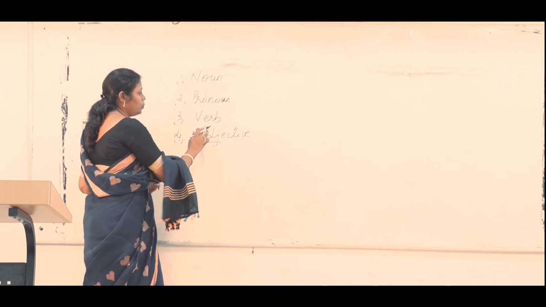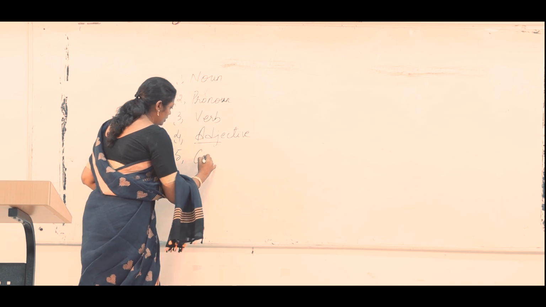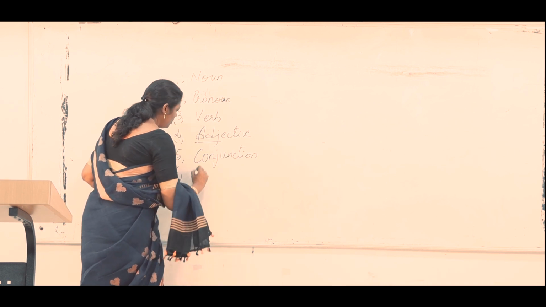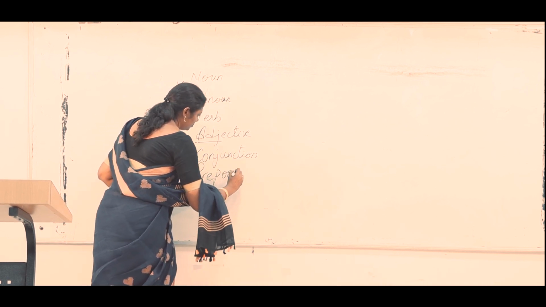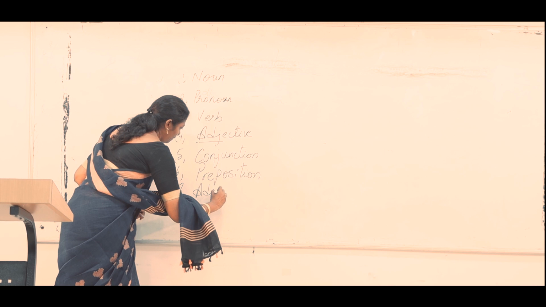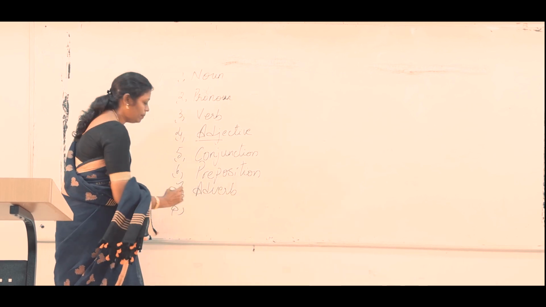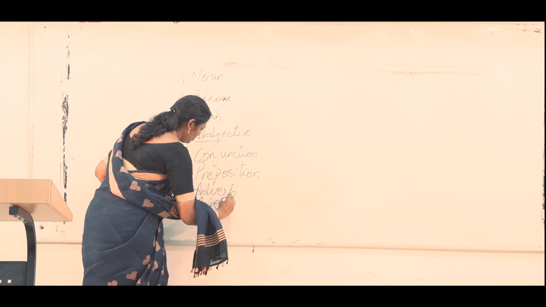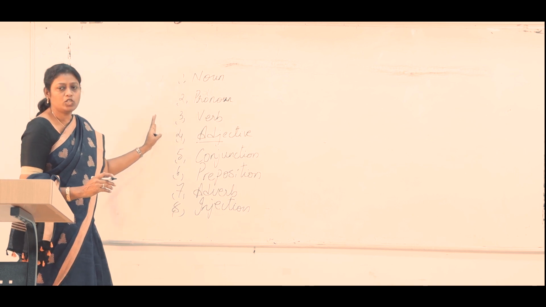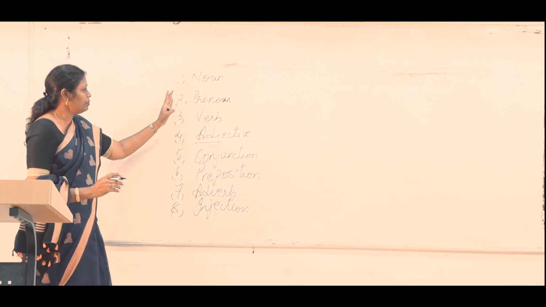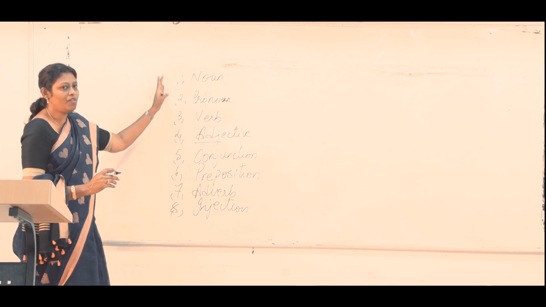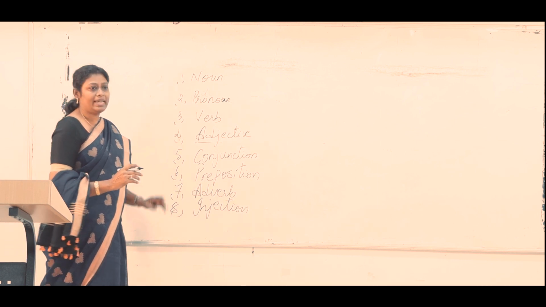So: noun, pronoun, verb, adjective, conjunction, preposition, adverb and interjection. These are the basic things we need to understand. Noun, pronoun, verb, adjective, conjunction, preposition, adverb and interjection. So far so good. Now let's go to the next part.